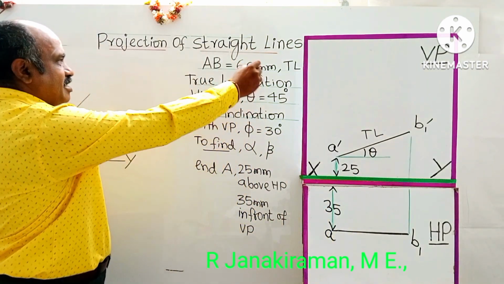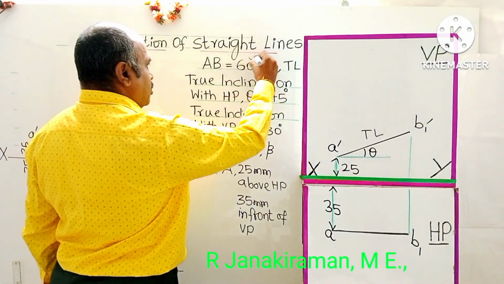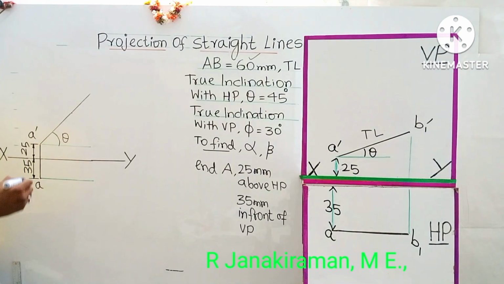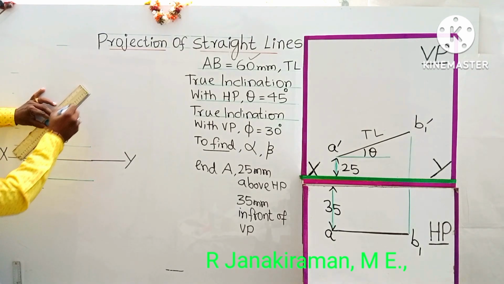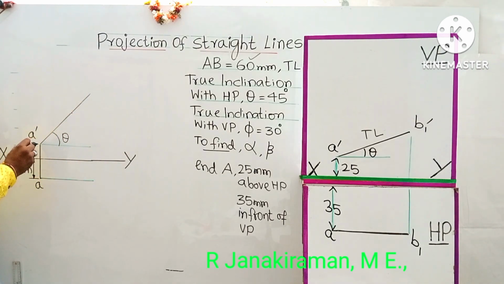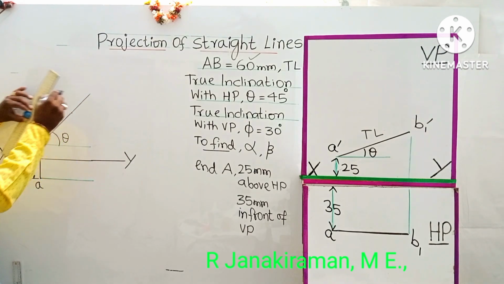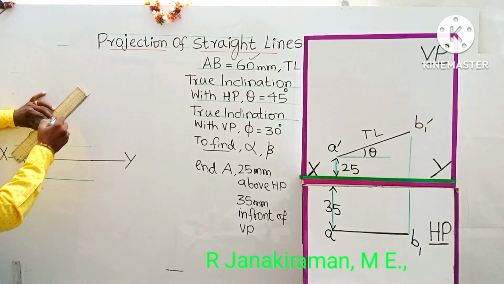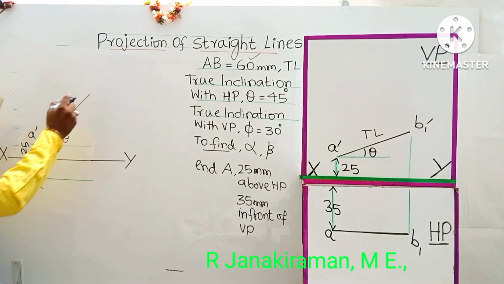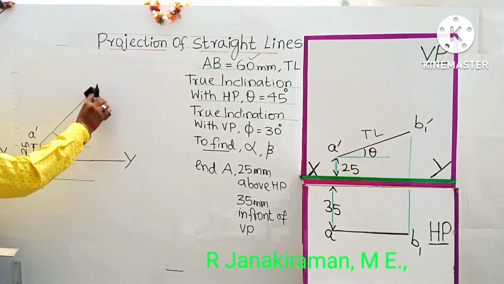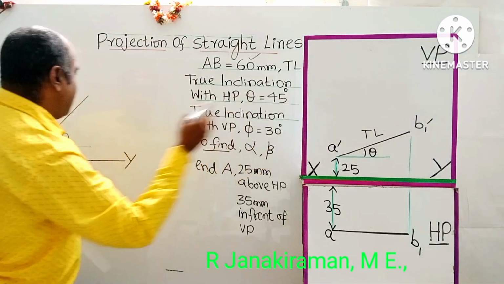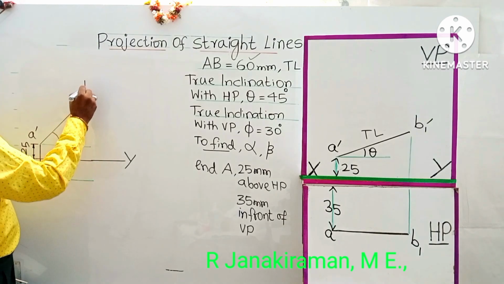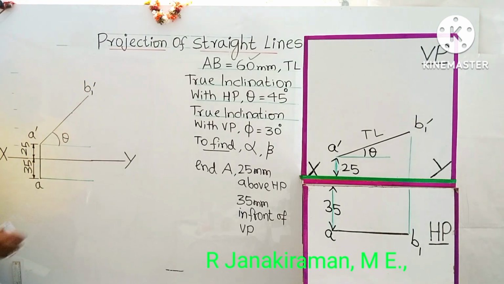TL is given as 60 mm. So 60 mm shall be seen in the apparent front view. It's not the final projection. So with this A dash as reference, mark the distance on this inclined line. This point is marked as remaining length. You can erase it. This point is marked as B suffix 1 dash. B suffix 1 dash. Understand?